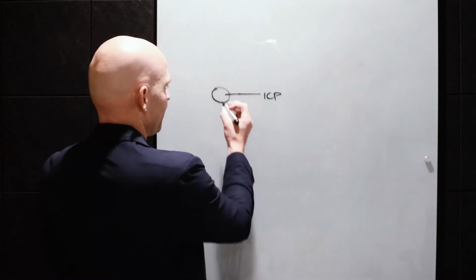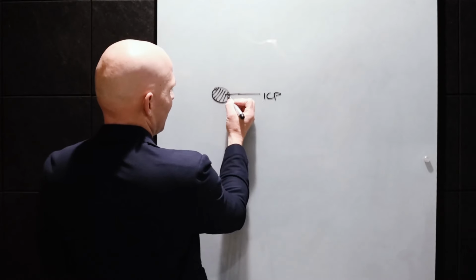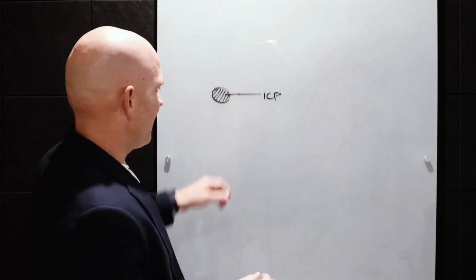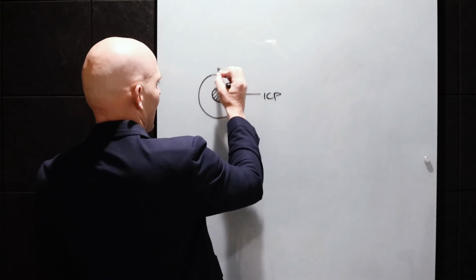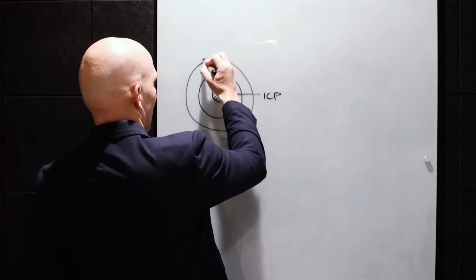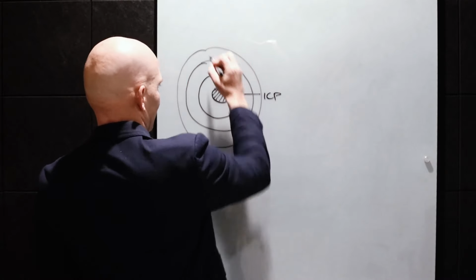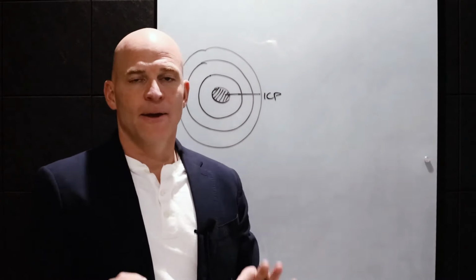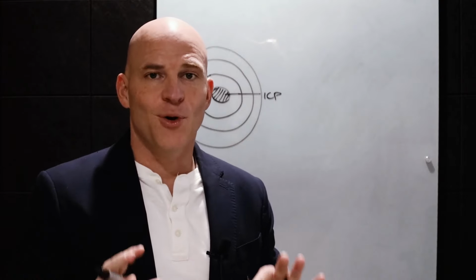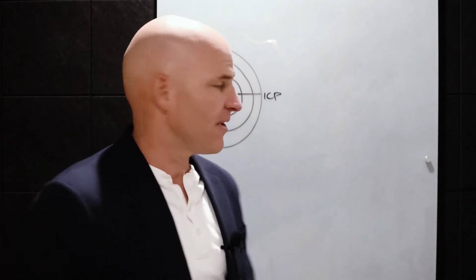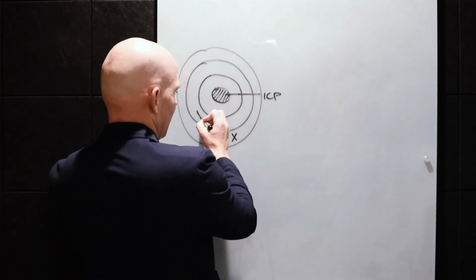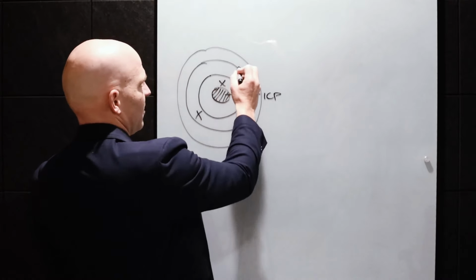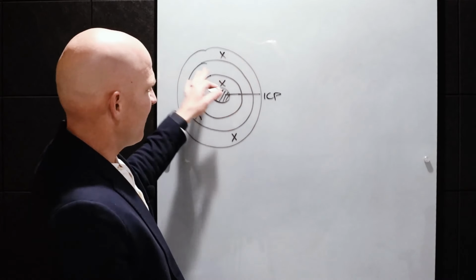So at the core here of every business, we have this ICP, ideal customer profile. Like I said, they understand your value prop. They're willing to pay for it. You're solving this pain point. And outside of the ICP, we have a series of additional rings. Here's the problem that I see. If your company has multiple ICPs, if you're trying to chase after too many different types of customers, then you'll find yourself marketing to this customer, to this customer, to this customer, to this customer, outside of your ICP.